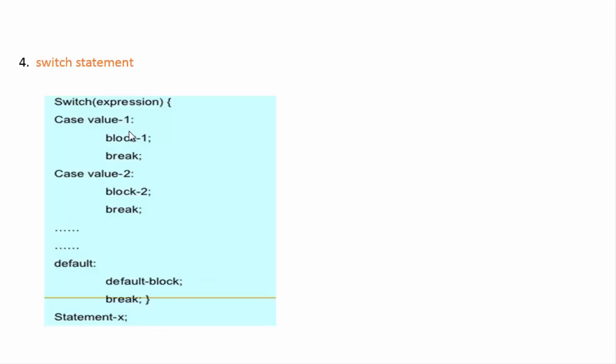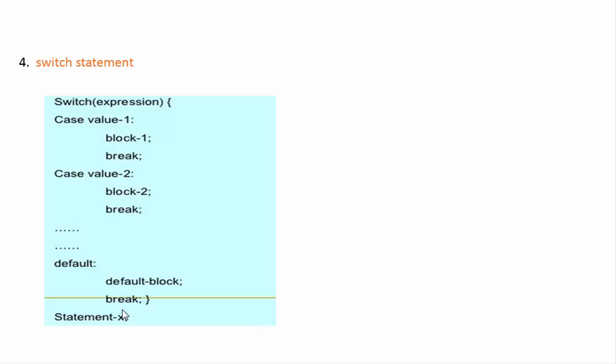And suppose none of the case label values match the expression. In that case, the default block will be executed, and after executing the default block, the control will be transferred to statement X. However, the default block is totally optional. Even if you don't write it, it's okay. If the default block is not present and none of the case label values match the expression, then none of these blocks will be executed and the control will be transferred directly to statement X.